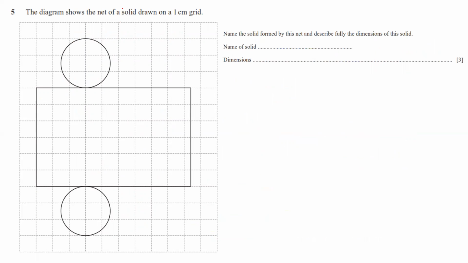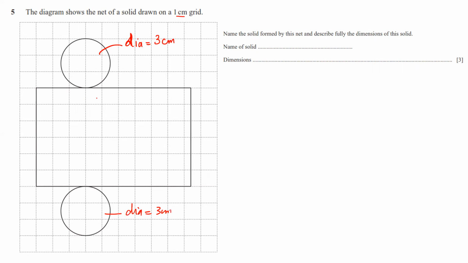So here in question number 5, it says that the diagram shows a net of a solid drawn on a 1 centimeter grid. Name the solid formed by this net and describe fully the dimensions of the solid. Okay, so let's see. This is a circle, and if I see 1, 2, 3, this is a circle with a diameter of 3 centimeter, and this is again a circle of diameter 3 centimeter. And what is the total length?